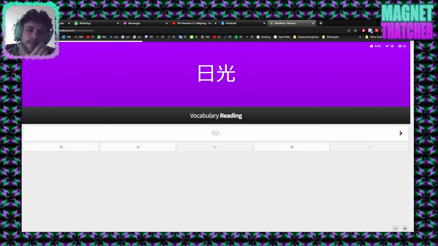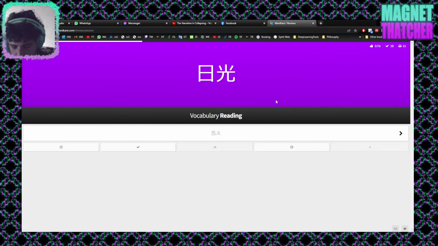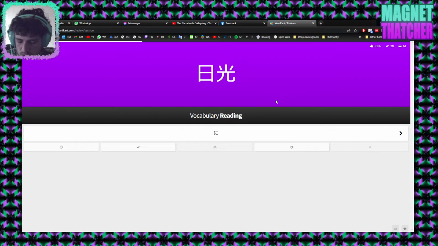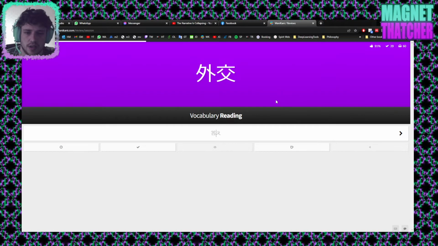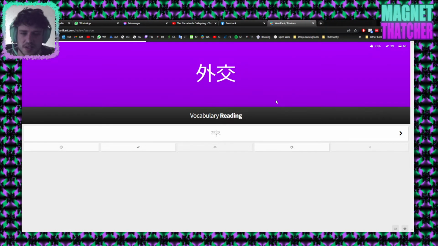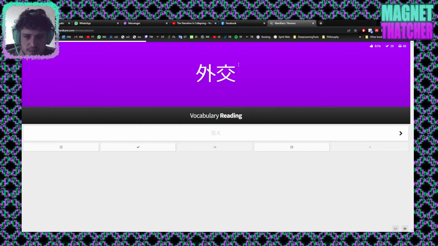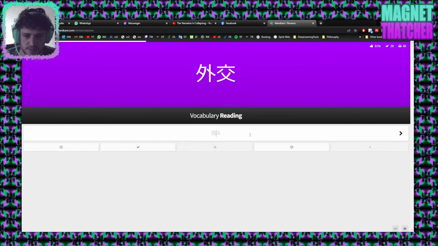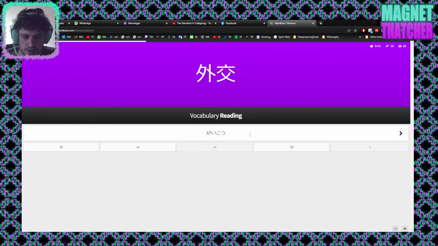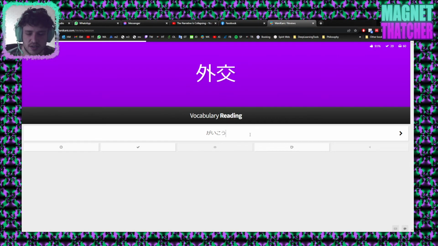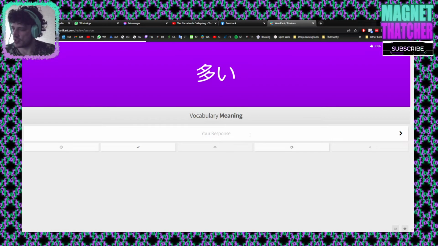So vocabulary reading. So this was the sunlight one. So let's get this one right, and then we can. Oh, we've got one more. Nikko. And then this is outside, and this is mix. So outside and mix together means diplomacy. So outside is gai, and mix is kou. So gaikou is diplomacy. So people mixing outside. Okay, so I'm gonna leave it there.